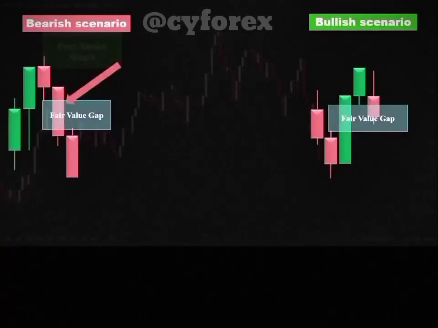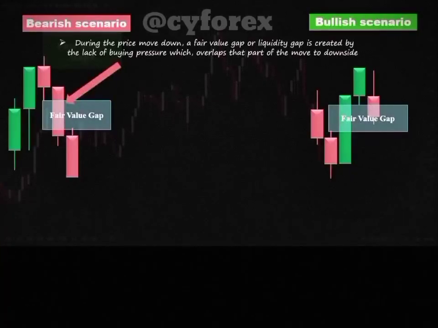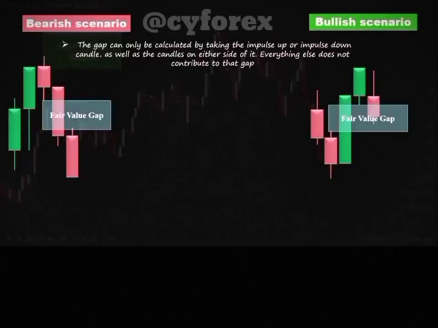Here, during the price move down, a fair value gap or liquidity gap is created by the lack of buying pressure that overlaps that part of the move to the downside. The key to identifying fair value gaps is that the gap can only be calculated by taking the impulse up or impulse down candle, as well as the candles on either side of it. Everything else does not contribute toward that gap.